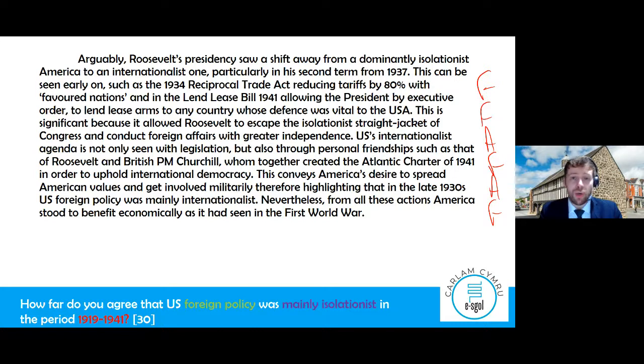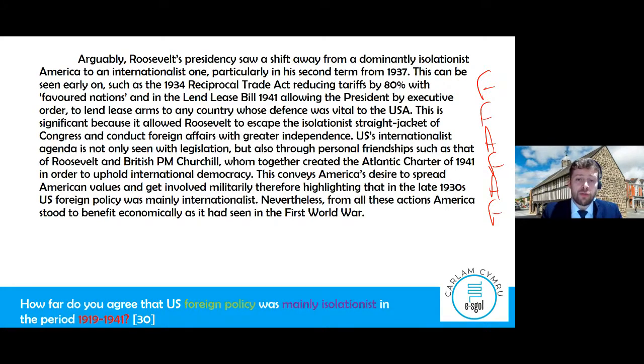Well, arguably, Roosevelt's presidency saw a shift away from a dominantly isolationist America to an internationalist one, particularly in his second term from 1937. This can be seen early on, such as the 1934 Reciprocal Trade Act, reducing tariffs by 80% with favoured nations, and the Lend-Lease Bill in 1941, allowing the US president by executive order to lend-lease arms to any country whose defence was vital to the USA.